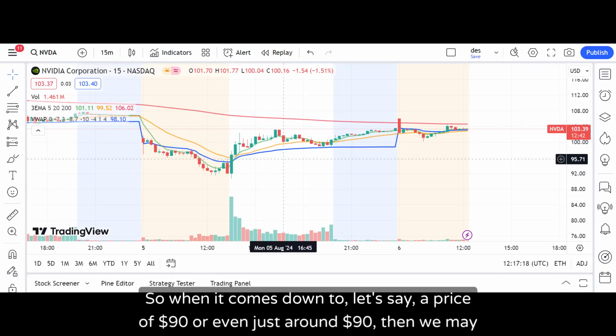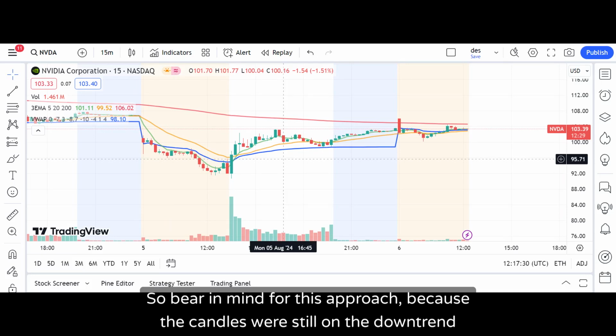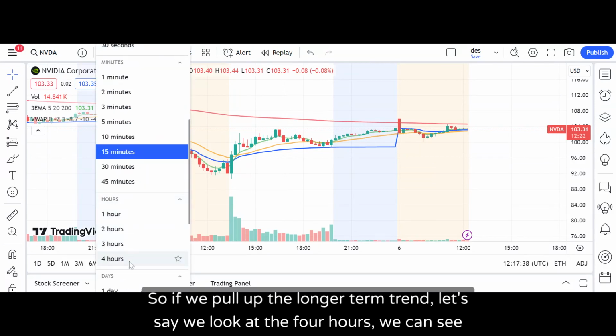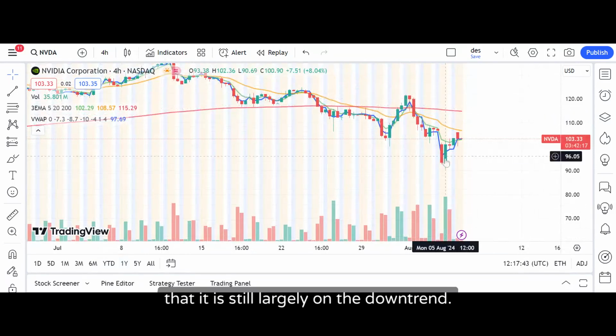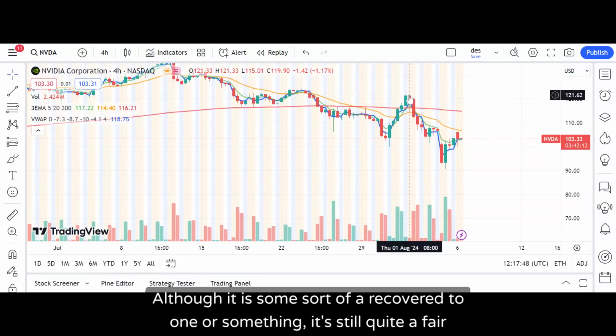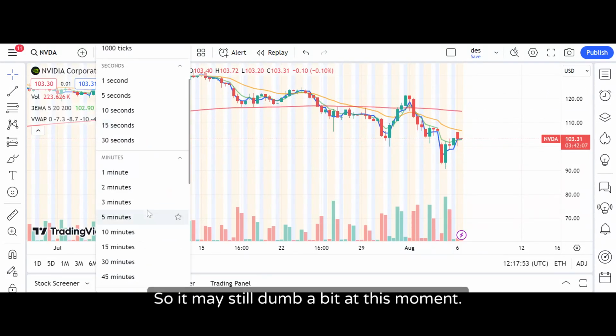So when it comes down to, let's say, a price of around 90, then we may want to buy into some shares, or we can buy into some longer term contracts. Bear in mind for this approach, the candles were still on a downtrend generally. If we pull up the longer term trend, let's say the 4 hours, we can see that it is still largely on a downtrend. Although it has recovered to 10-something, it's still quite a fair distance off the 120. So it may still dump a bit.